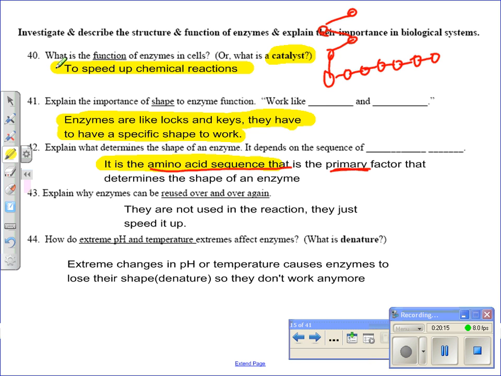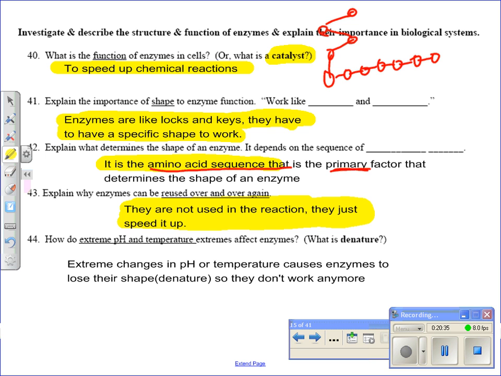43. Why can enzymes be reused over and over? They're not technically part of the reaction. All they do is speed it up. So they help break down or put together molecules, but they don't actually take part in the reaction. They're like little helpers. Since they're little helpers, they don't really get used up.